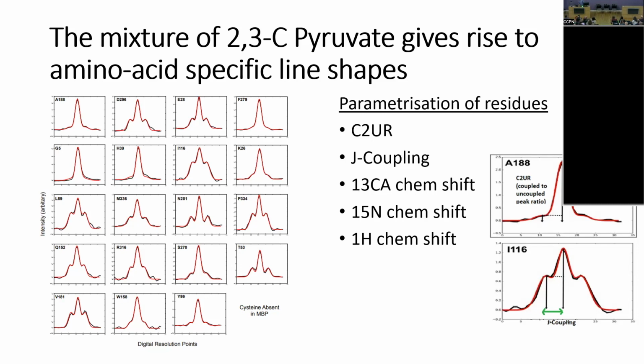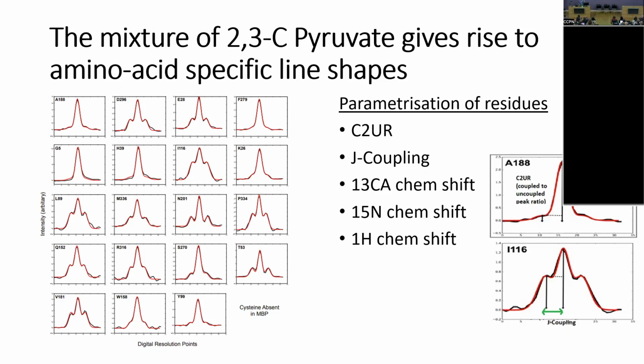And after they did this experiment for various proteins, they parameterized these peaks. They parameterized them as having a strong central peak and weaker shoulder peaks. And for each amino acid, you could parameterize them by the chemical shifts, which are the hydrogens, nitrogens, and then the C alpha. And on top of this, they measured experimentally the coupled to uncoupled peak ratio between the central peak and the shoulder peaks.